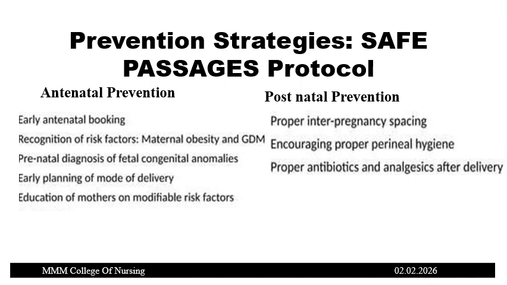Prevention strategies. In prevention strategies we have antenatal prevention, postnatal prevention, and intranatal prevention. In antenatal, how will you prevent? Antenatal perineal massage should be given. Identify the high risk mother, and manage obesity and GDM. GDM gives rise to a large, big baby, so you have to manage the GDM and give insulin to the mother. And early planning of the mode of delivery. Educate the mother on the modifiable risks.